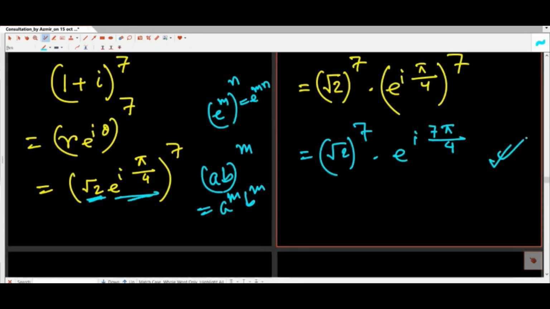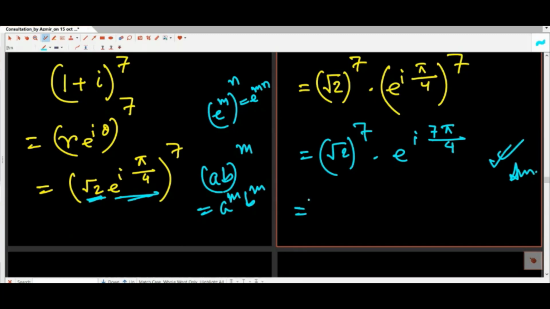Now it is our (1 plus i) power 7. We are done. But if you wish to find the rectangular form, then you can also find it. How? Let us solve this one also.